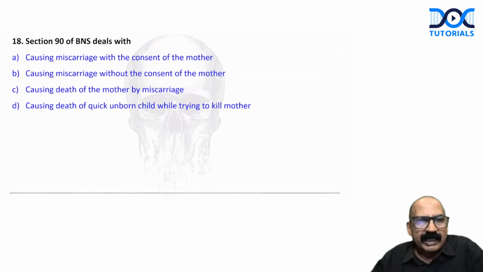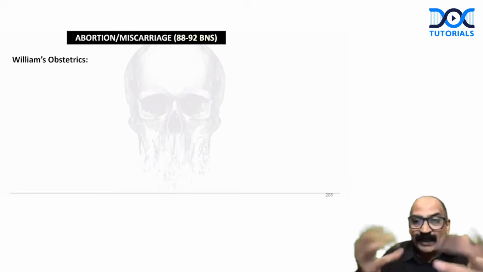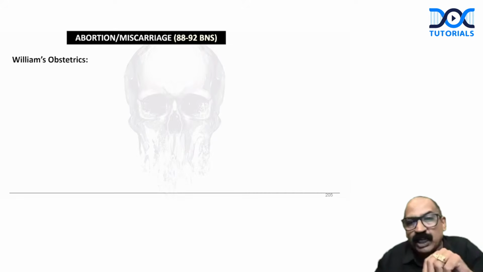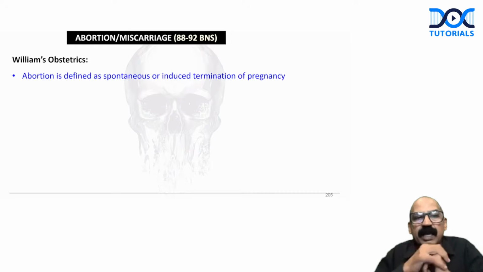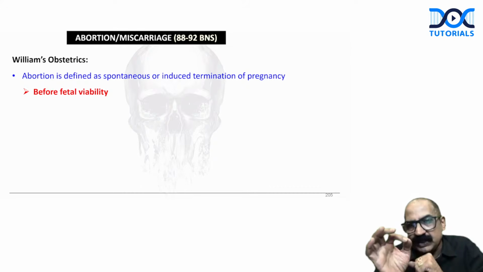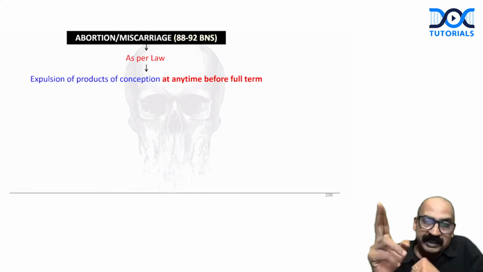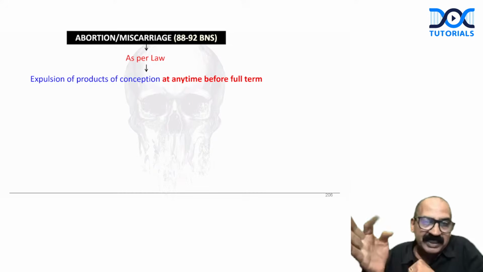Now coming to question number 18. Section 90 of Bharatiya Nyaya Samhita deals with abortion. As per William's Obstetrics, expulsion of the products of conception at any time before fetal viability is known as abortion. But in India, Bharatiya Nyaya Samhita sections 88 to 92 deal with abortion, or they use the word miscarriage. Any time before full term, if a woman expels her products of conception, it is known as abortion. That is in obstetrics: first trimester abortion, second trimester miscarriage, third trimester premature delivery.